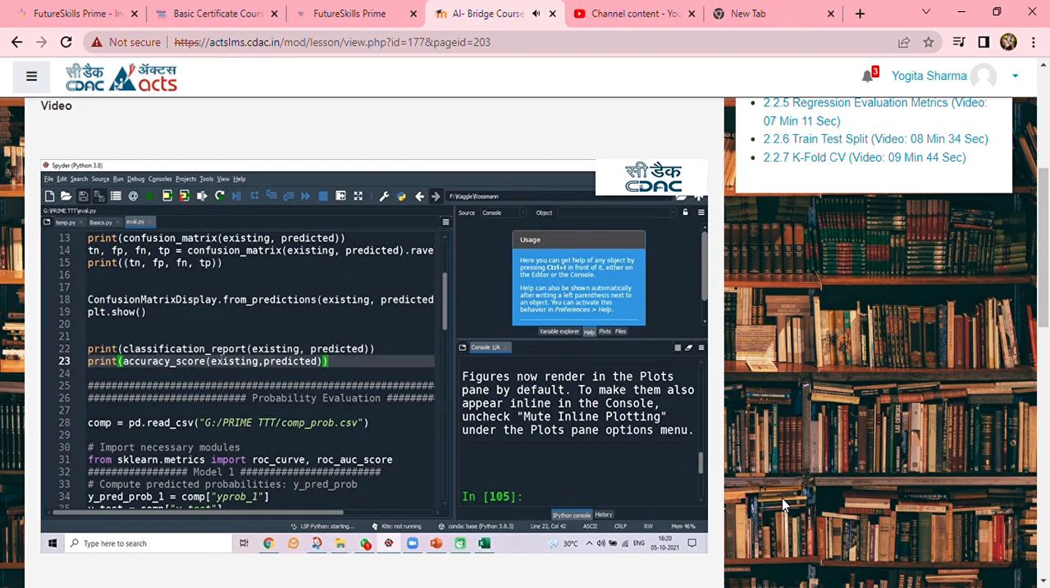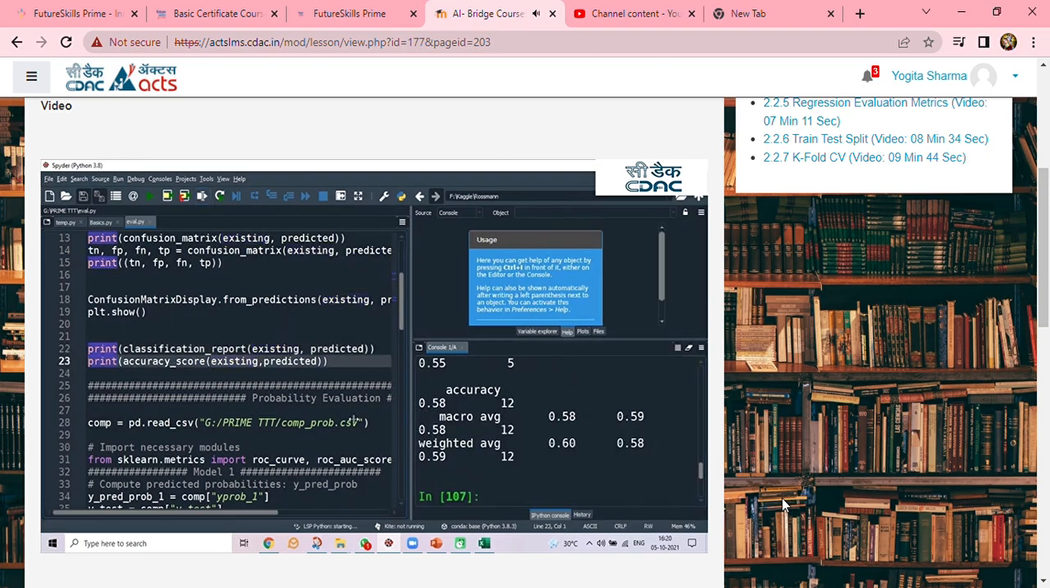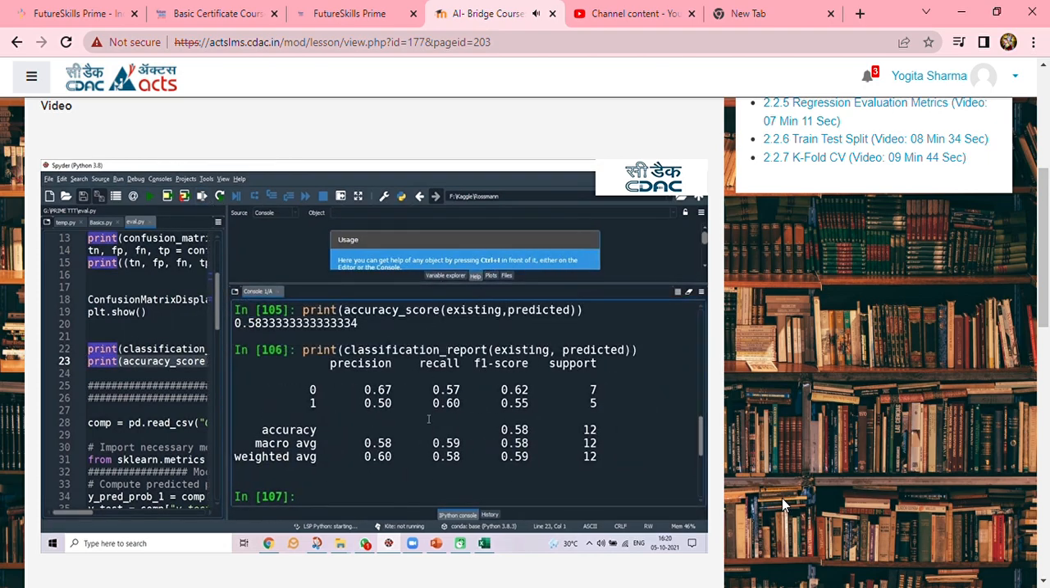There is a function called accuracy score, with which we pass the existing NumPy array or a pandas series and the predicted pandas series or a NumPy array, with which we get the accuracy score. And there is a function called classification report, which calculates all the things which we discussed. Also, you will see that confusion matrix is one measure, and related to the confusion matrix is the classification report.